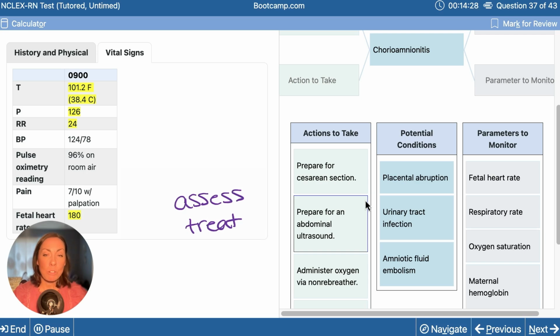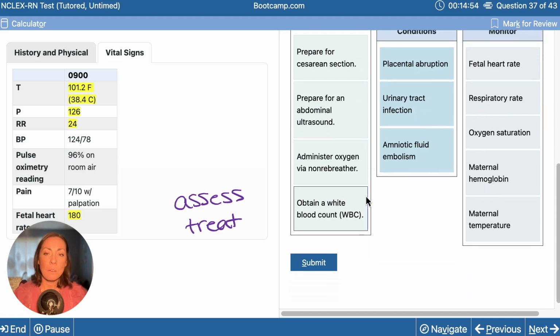Prepare for an abdominal ultrasound. So an abdominal ultrasound can help us assess the placental location. It is not going to help us with assessment of chorioamnionitis. Administer oxygen via a non-rebreather. So again, this is not going to help with our treatment for chorioamnionitis, and this mom's pulse ox is 96%, so we do not need to give oxygen.